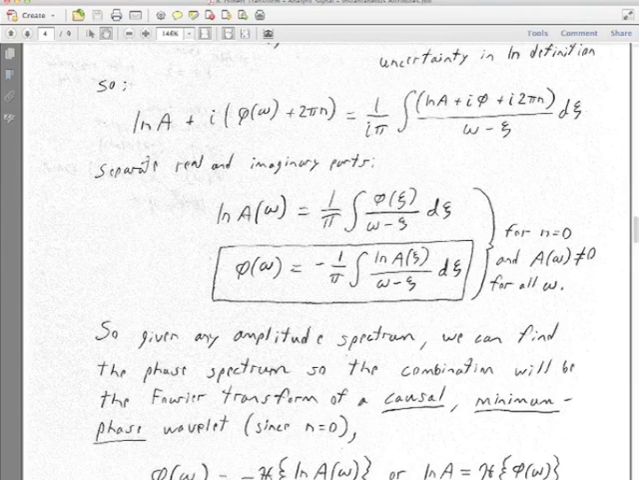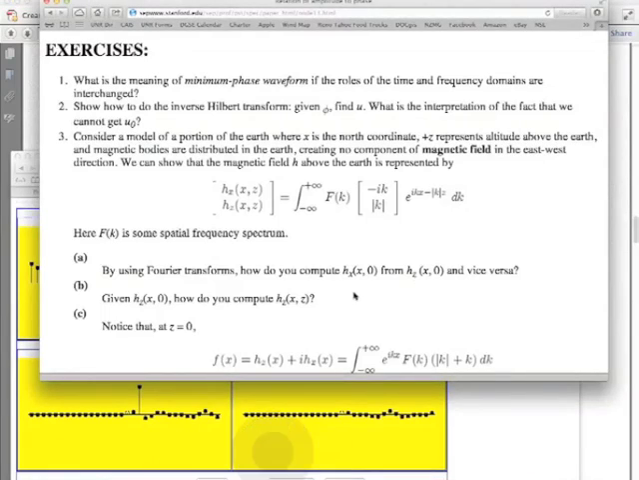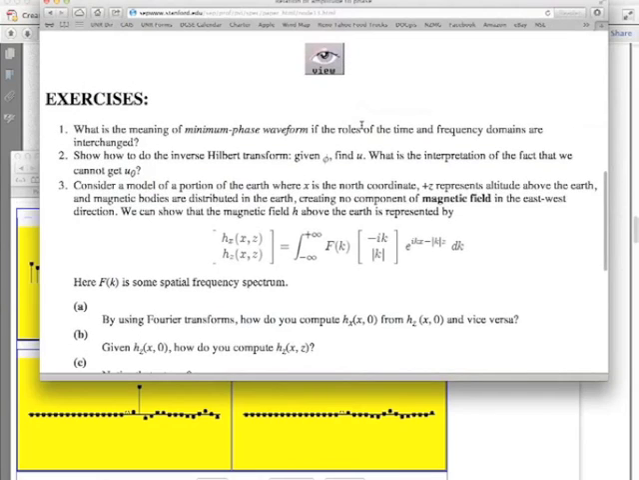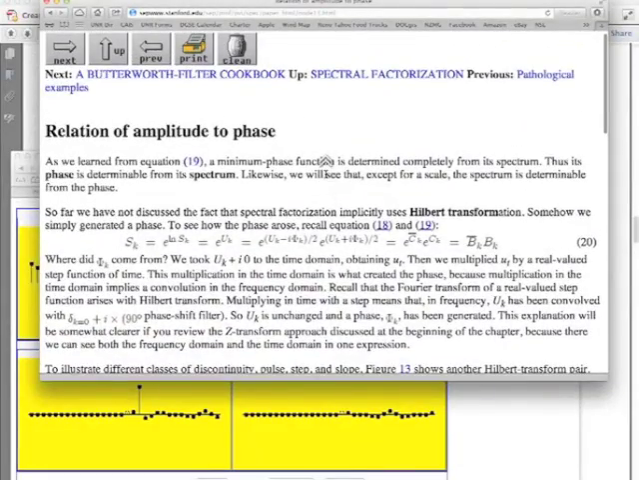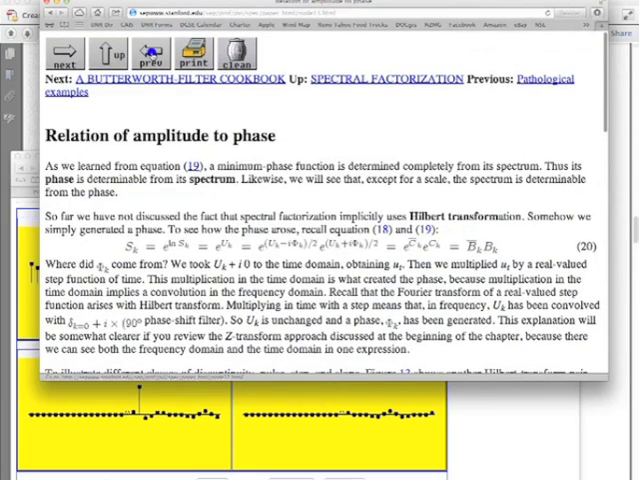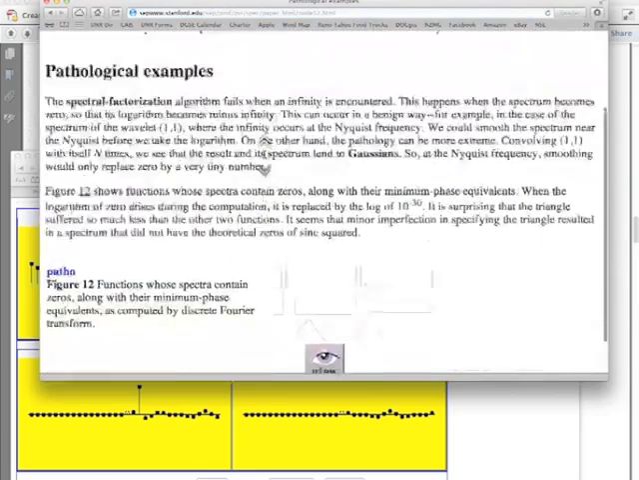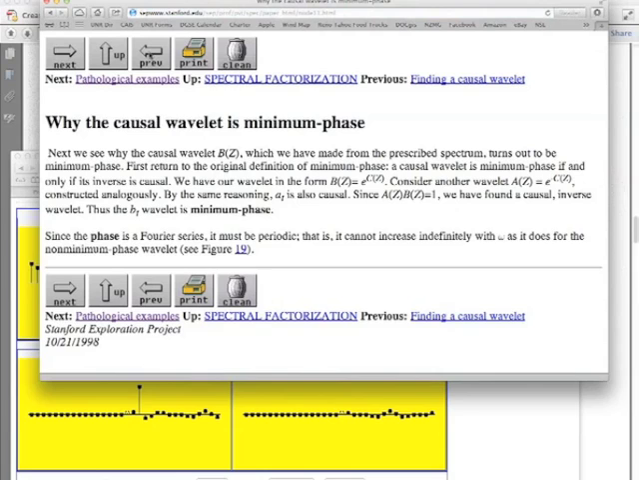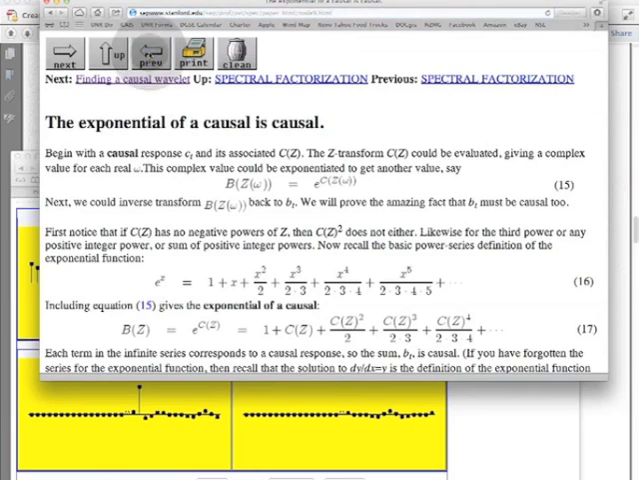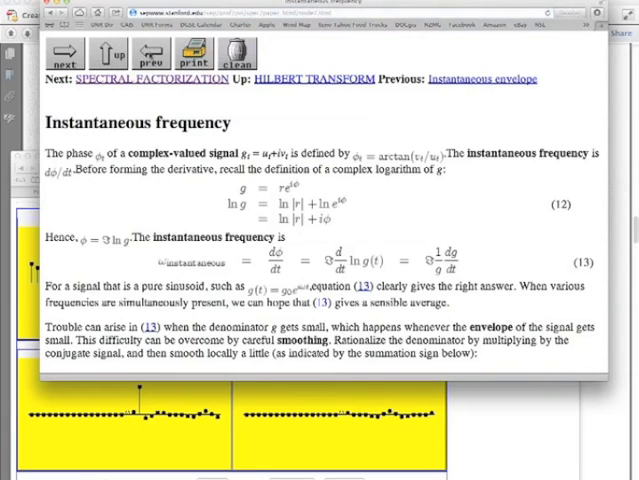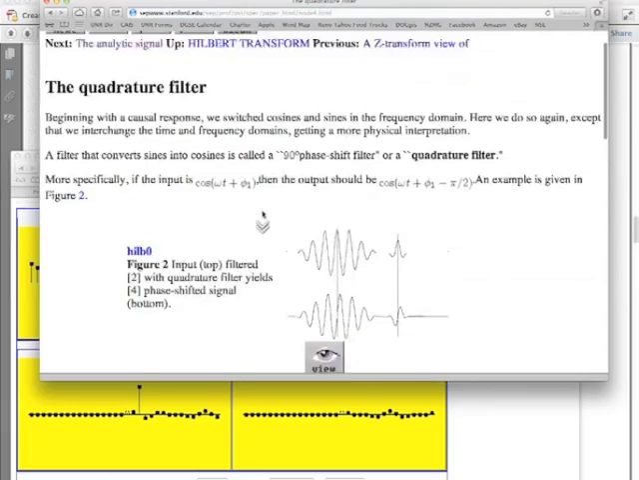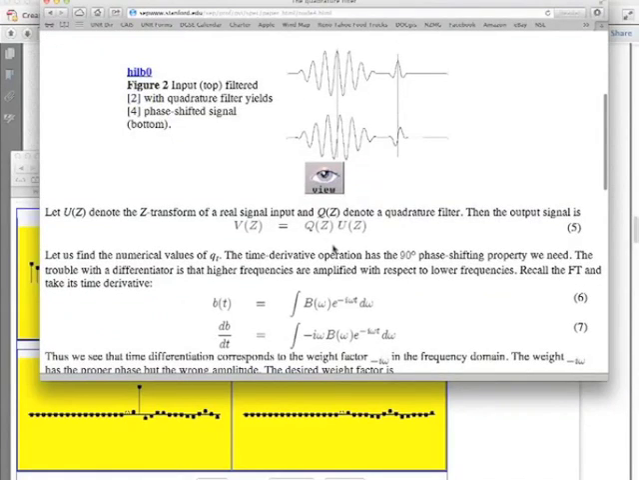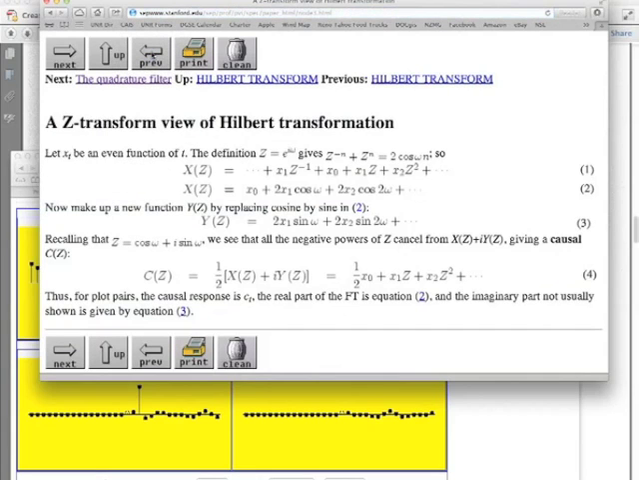And maybe there's a, let's see if there's a notation problem. Yeah, that must be up here. In Claerbout's expressions of the Hilbert transform, relation of amplitude to phase. I mean, that is via a Hilbert transform. Okay. There's that quadrature filter. Okay, right? See, there's Q, right? Okay, so this is all notation from the book, right?